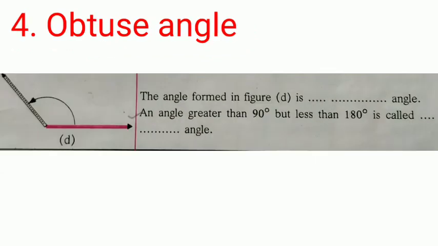Fourth one is obtuse angle. The angle formed in figure D is an obtuse angle. An angle greater than 90 degree but less than 180 degree is called an obtuse angle.